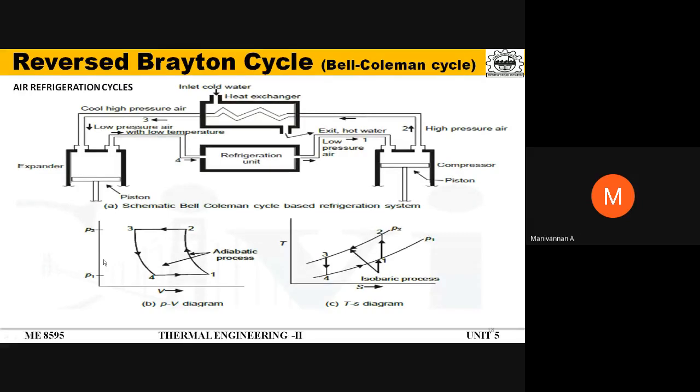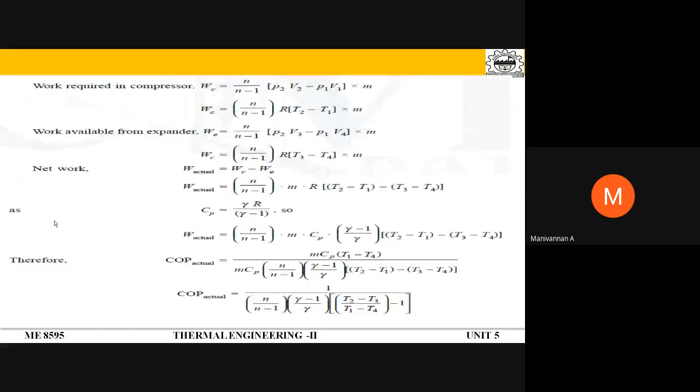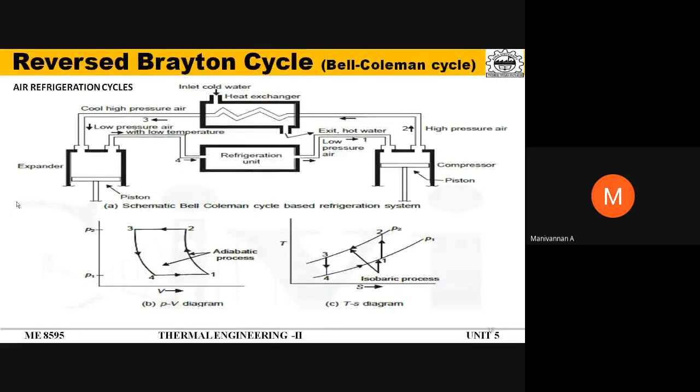Okay. So the Brayton cycle is the basic cycle for a gas turbine plant. The gas turbine, which converts heat energy into work energy, works on the Brayton cycle. Whereas now I want to remove heat energy from a system and maintain a certain temperature. So I have to reverse the Brayton cycle to achieve my refrigeration process.